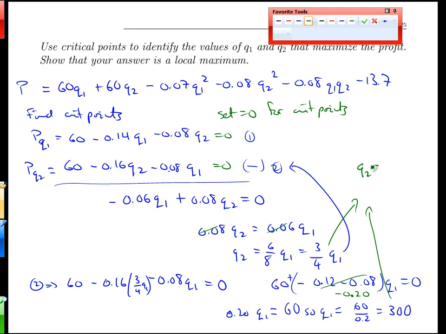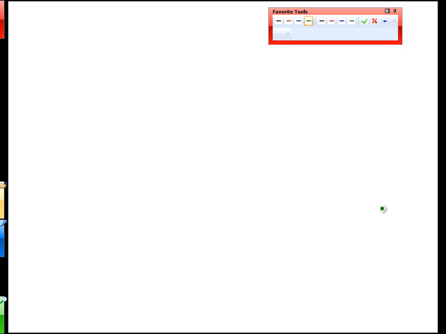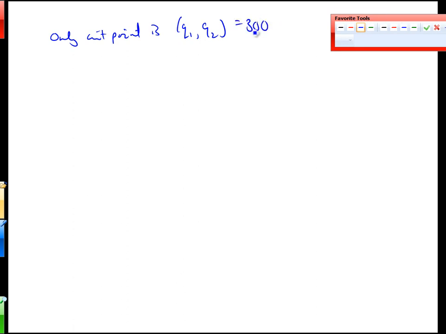We found Q1, then we can combine our two features here, Q2 and the Q1 value. We're going to find Q2 at the critical point is going to be 3/4 of Q1, and that's 3/4 of 300, which I believe is 225. All of a sudden I'm doubting myself. Let's just go check there. 300 times 3/4. 225, there we go. So that's our only critical point. We'll put that on the next page. The only critical point is Q1, Q2 equals 300 and 225.